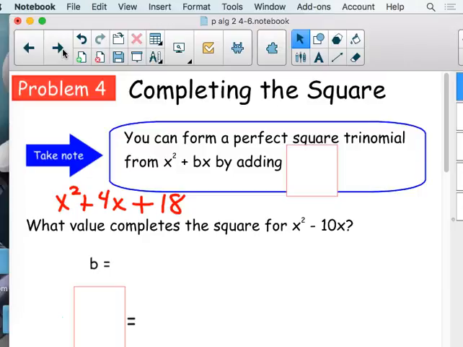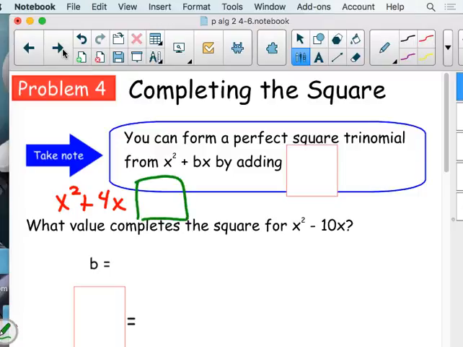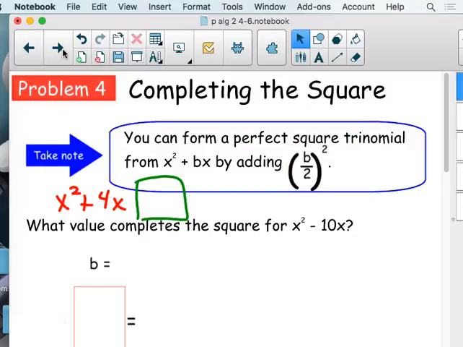So what we'll eventually learn to do is move the 18 out of the way and come up with a number that will go there and will make it a perfect square. To do that, we just need to memorize a itty bitty little formula, teeny little formula. And that is, if you have x squared plus bx and you want that number that's going to complete the square, you're going to add b over 2 squared. That's the number that will complete the square.